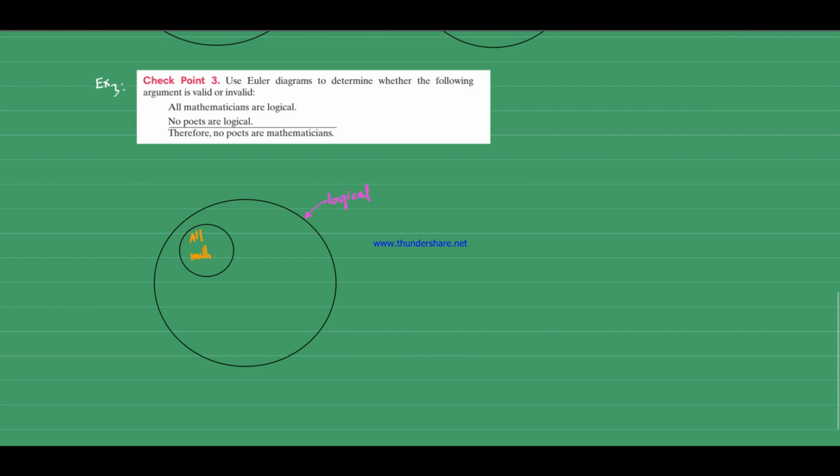So it means that there's a whole different circle, and this one represents a poet. And you see that it's just disjoint set over here because we don't have any poet logical. We don't have anyone logical. So therefore no poet is a mathematician. And it makes sense because you see the mathematician circle over here and the poet circle over here is also disjoint set.